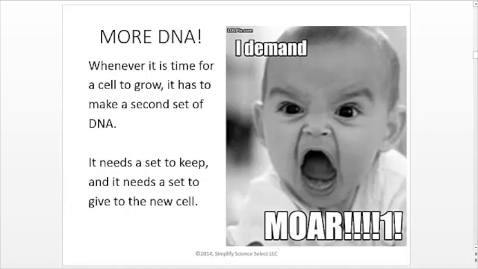Well, we need to keep making more sets of DNA. Whenever it's time for a cell to grow, for it to make a new cell, for it to replicate, the DNA must be replicated, because the cell needs a set for itself, and will need to give a new set to the new cell.